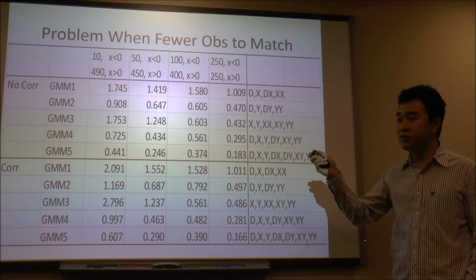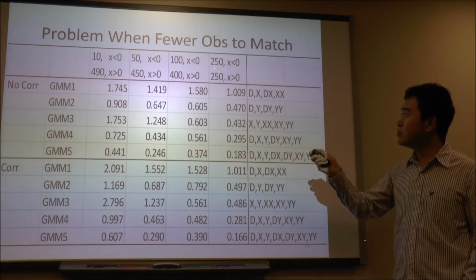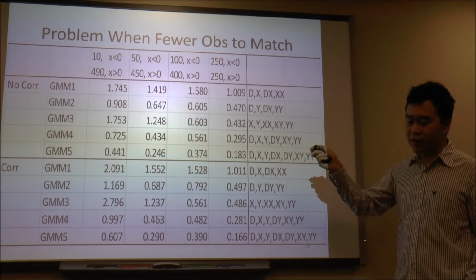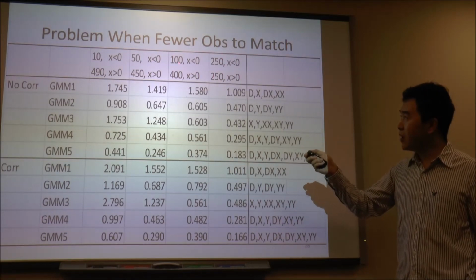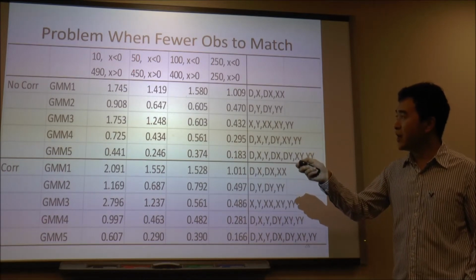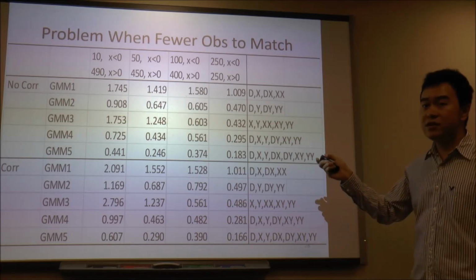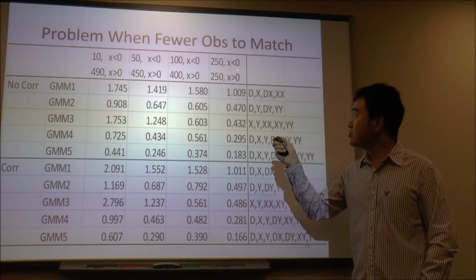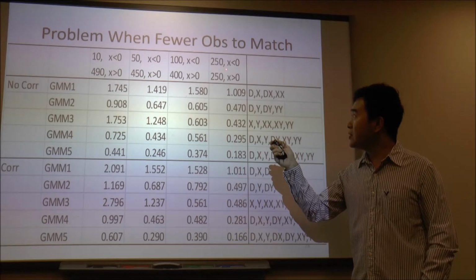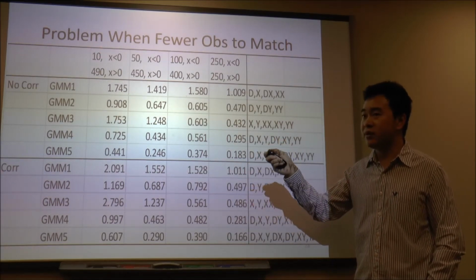For those less than 0, I randomly draw 550, 550, 100, 400, 50, 450, 10, and 490. So you can see that from this region, I sample less and less observations, almost no observations.